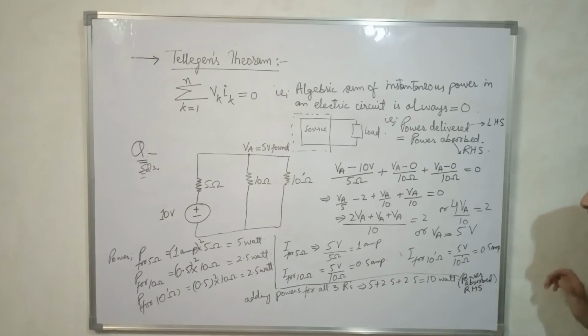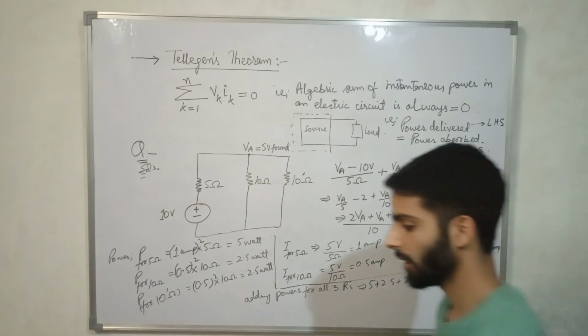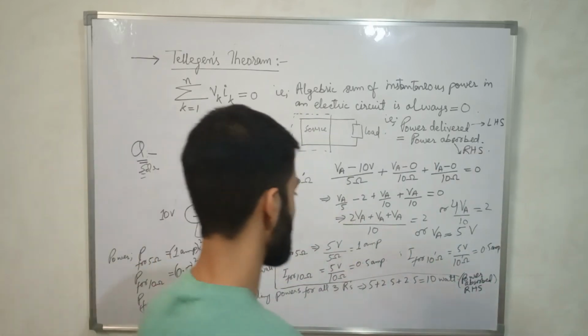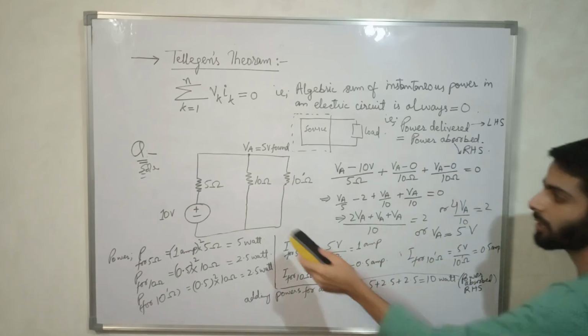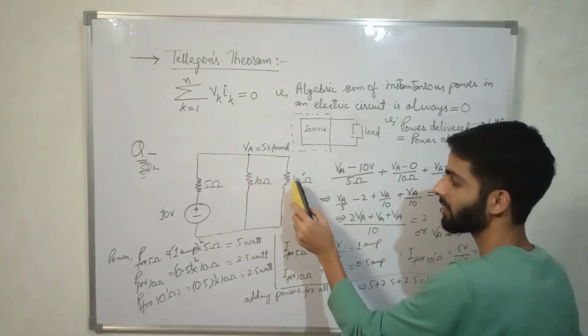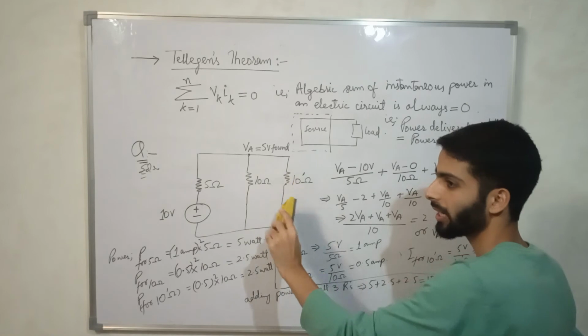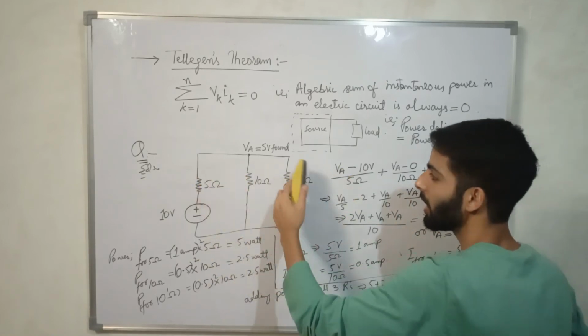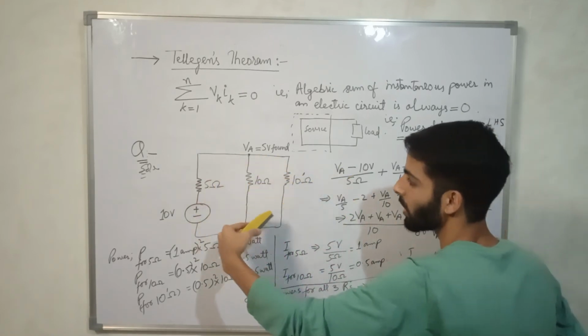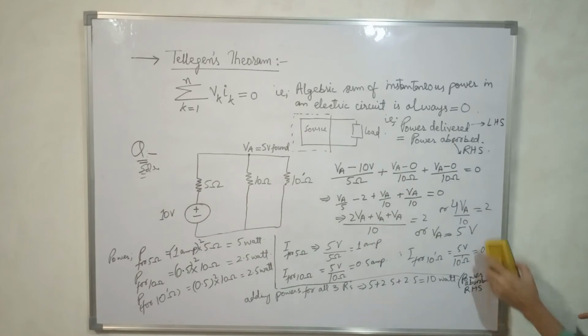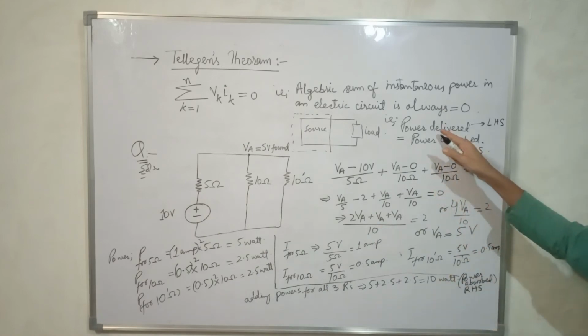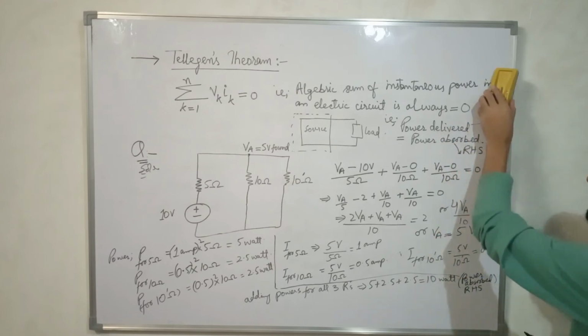Let us see what the LHS is. We have found power absorbed. This resistance and this resistance, all three resistances together make a load, and we have found the combined power for this total load, that is power absorbed, RHS, 10 watt. So what will be the power delivered, LHS? Let us find it out.